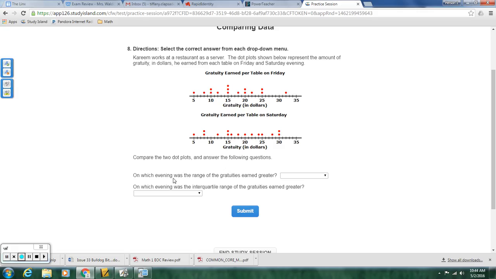Okay, first and simple. Which evening was the rain greater? Okay, then keep your eyes open. What's the range of the Friday tip? What's that number? 32 to 5. 32 minus 5 is 27. 40 minus 5 is 35. So which one was greater? This one was 27. This one was 35. Saturday. The interquartile range, well, we don't know because we haven't done all these numbers, but we can take a guess.